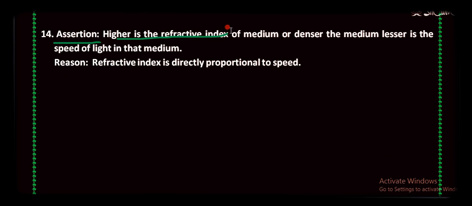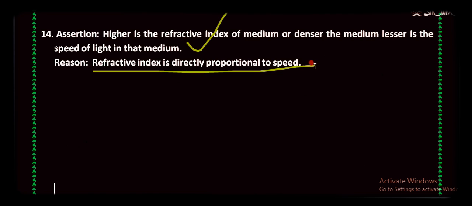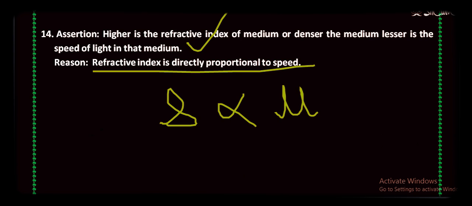Higher is the refractive index of a medium, or denser the medium, lesser is the speed of light in that medium. So more will be the refractive index, lesser will be the speed. This is the right concept. But it is saying refractive index is directly proportional to speed, that means more refractive index, more speed. That is the opposite thing, and it is not true. Speed is basically inversely proportional to refractive index. So this reason is wrong. The assertion is true, but the reason is false. So the right answer for this question will be option number C.